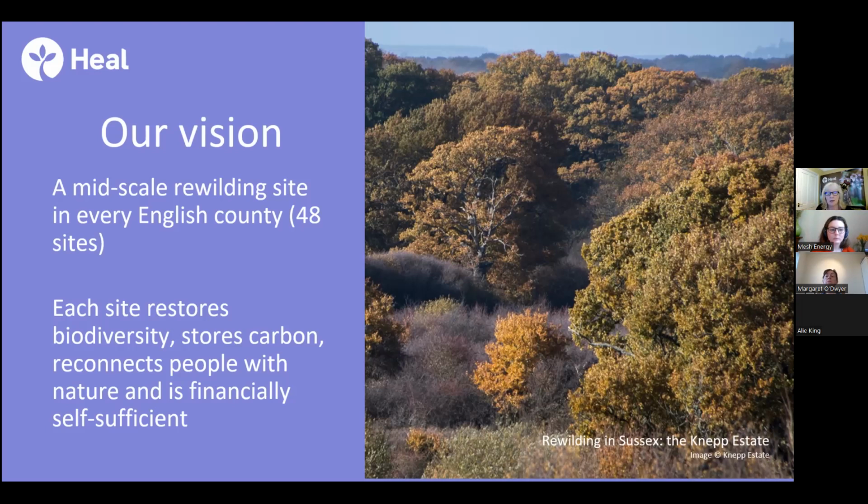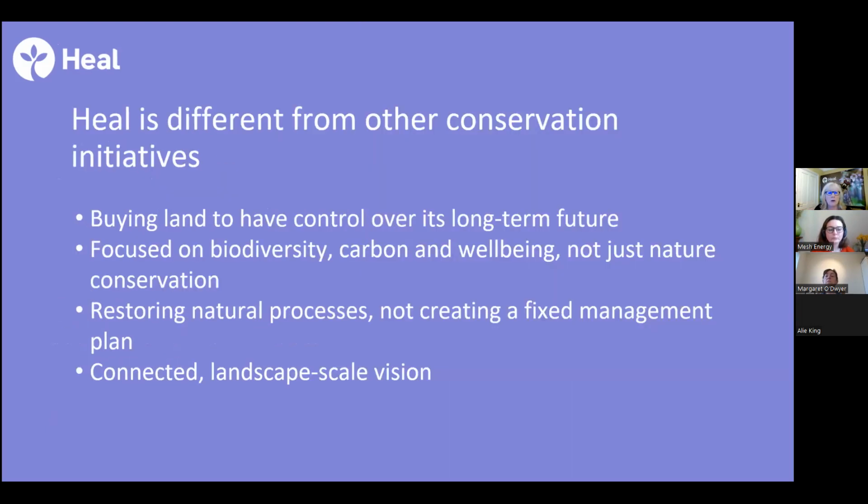Each of our sites will not just restore biodiversity, but capture carbon and reconnect people with nature. And our business plan will make each site self-sufficient. We are buying land, because if you own the land, you can control what happens on it. So our sites will be owned by the charity in perpetuity. It's not just nature conservation; it's biodiversity, carbon and well-being, restoring natural processes and connecting with others. So thinking about the cores and the corridors.